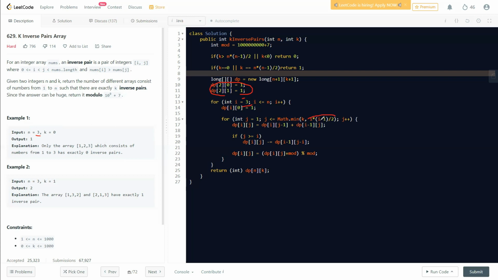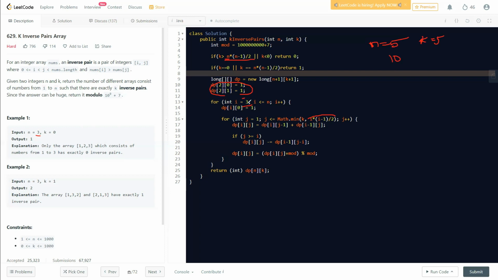So why are we taking a minimum of k and this? Whichever is the minimum, we will run till that, because a k value is suitable only for a particular n. For n being 5, the possible k value we can go up to is n into n minus 1 by 2, which is 5 into 4, that is 20, by 2 is 10. So k must be less than or equal to n into n minus 1 by 2.